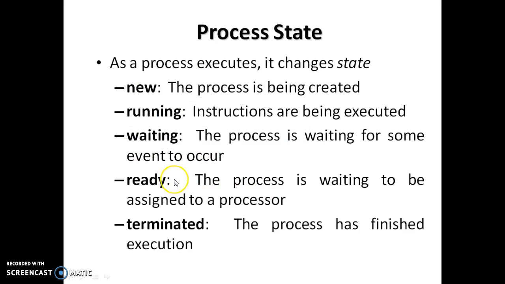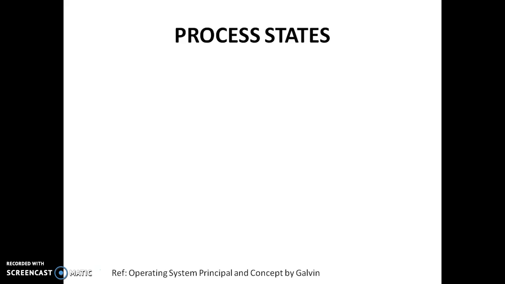The fourth state is the ready state, where the process is waiting to be assigned to the processor. The process is ready with all its requirements and now requires the attention of the processor for its execution. The last state required for each process is termination, where the process completes its execution and is sent to the termination state.